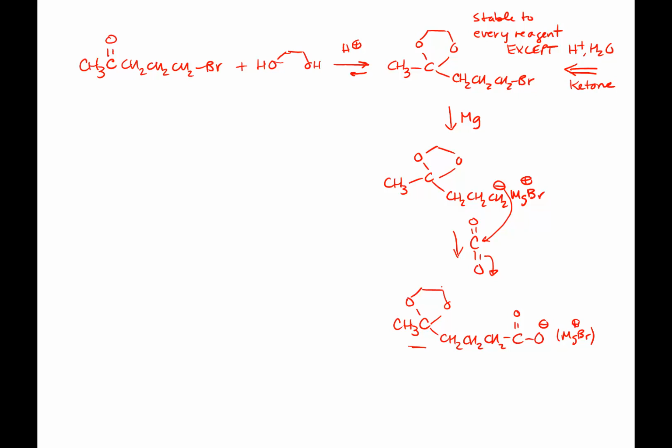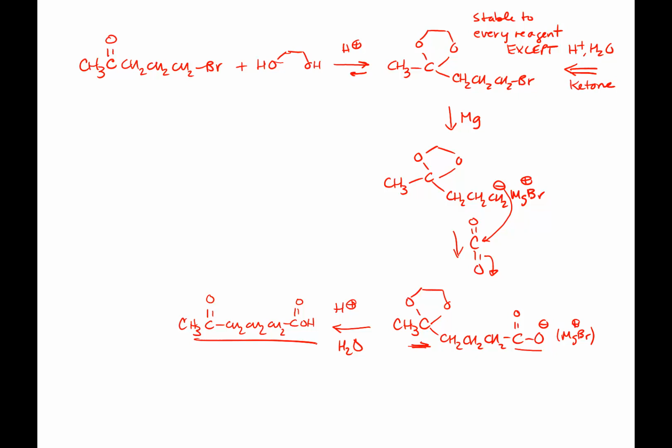So now what I want to do is add acid and water to protonate the carboxylate group. I also want to deprotect my ketone and reform it. Beautiful. I can do that in one step. Add H plus H2O to that. And what happens? The cyclic ketal goes back to forming a ketone, and I protonate my carboxylic acid to make the product that I wanted.